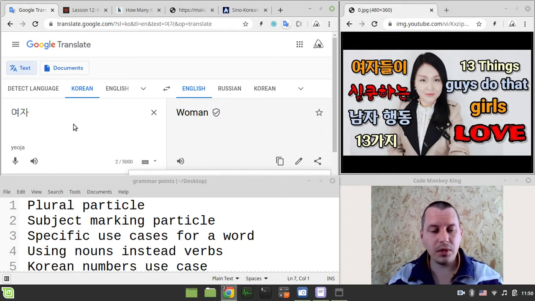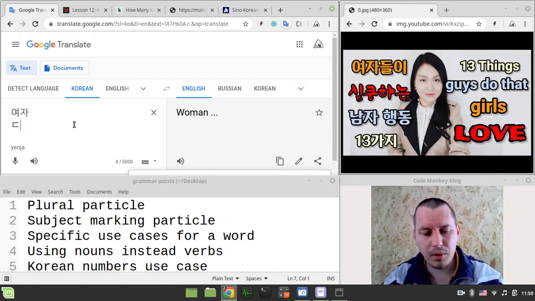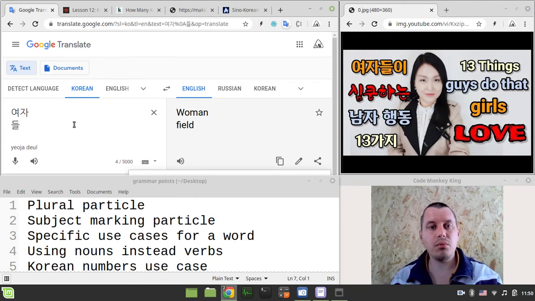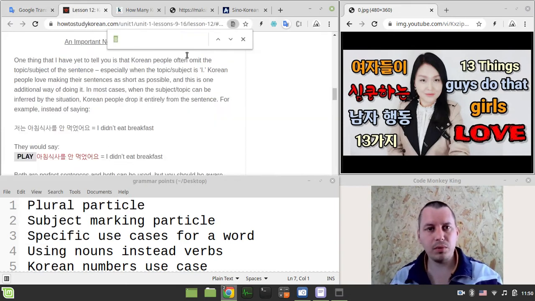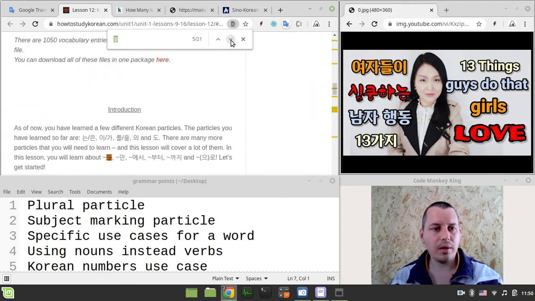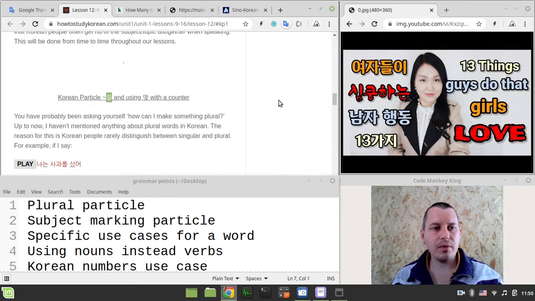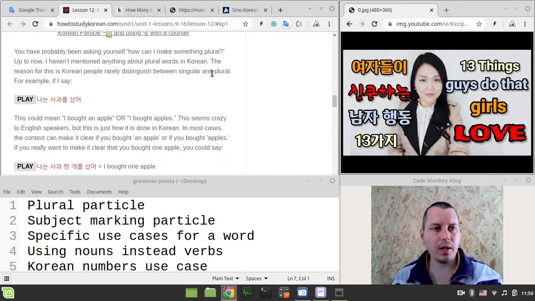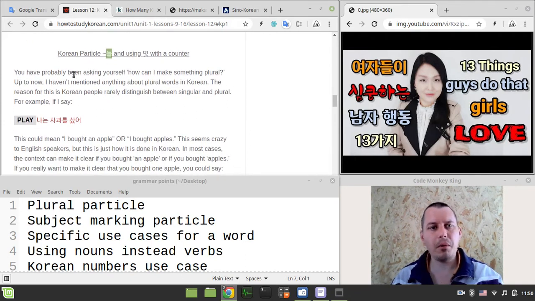If we just type 들 on its own, it would be translated by Google as filled. And here is an interesting thing about this sort of a particle. Before making this video, I wasn't really sure whether this is a particle or not. It turned out that it is a particle. And before saying anything else, I just want to find this particle within this nice howtostudykorean.com website. Have you probably been asking yourself, how can I make something plural?